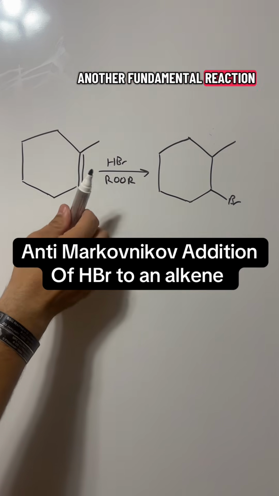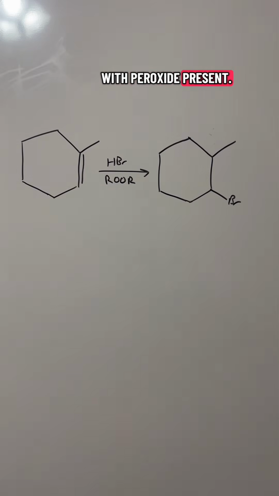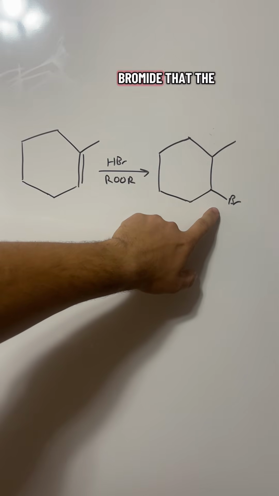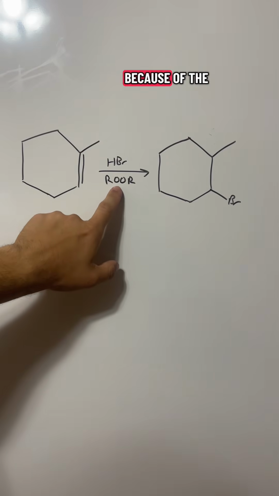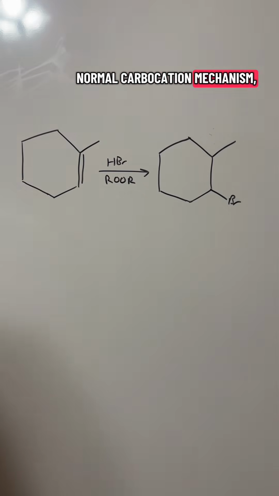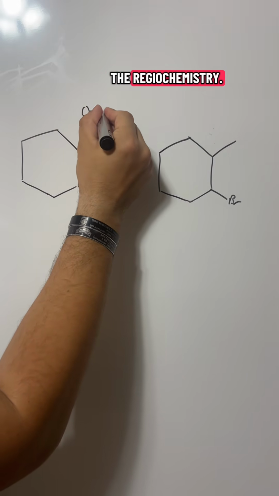Another fundamental reaction of an alkene is the addition of HBr to an alkene with peroxide present. As you can see here, instead of the normal Markovnikov addition, we get the bromine at the least substituted position, which is known as anti-Markovnikov addition. And this is because of the peroxide present. Because instead of going through that normal carbocation mechanism, it goes through a radical mechanism, which leads to the regiochemistry.